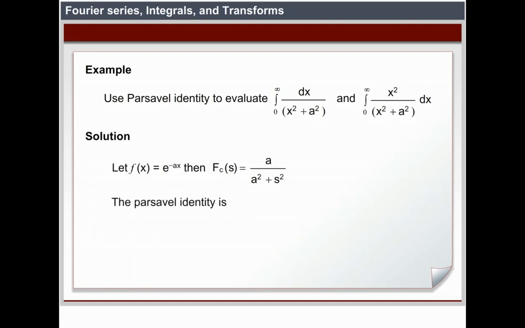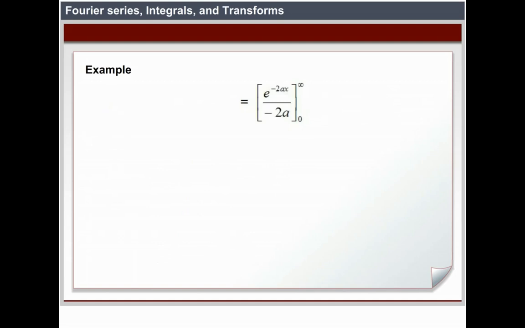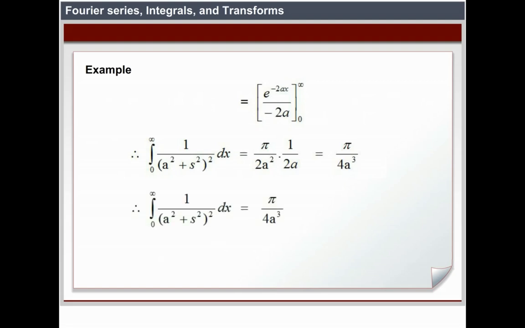The Parseval's identity is 2 by pi integral minus infinity to plus infinity modulus of capital F of s square ds equal to integral minus infinity to plus infinity modulus of f of x whole square dx equal to e power minus 2ax by minus 2a with the limit 0 to infinity. Therefore, integral 0 to infinity 1 divided by (a square plus s square) whole square dx equal to pi by 2a square into 1 by 2a equal to pi by 4a cube. Therefore, integral 0 to infinity 1 by (a square plus s square) whole square dx equal to pi divided by 4a cube.